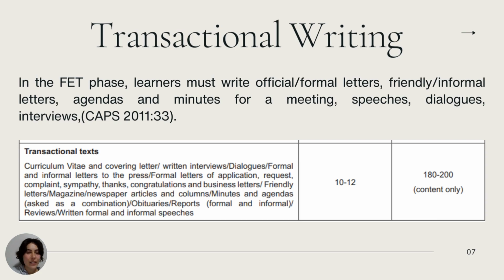So it says in our document that in the FET phase, learners are writing formal letters, friendly letters, agendas, minutes for meetings, speeches, dialogues, interviews, columns, etc. There are obituaries and all sorts of things. So in general, when we're looking at the content for grades 10 to 12 in transactional writing, it's 180 to 200 words. What that means is that it doesn't include the address or the formatting or any of that. It's just the actual content that the learners are writing. That's 180 to 200 words.